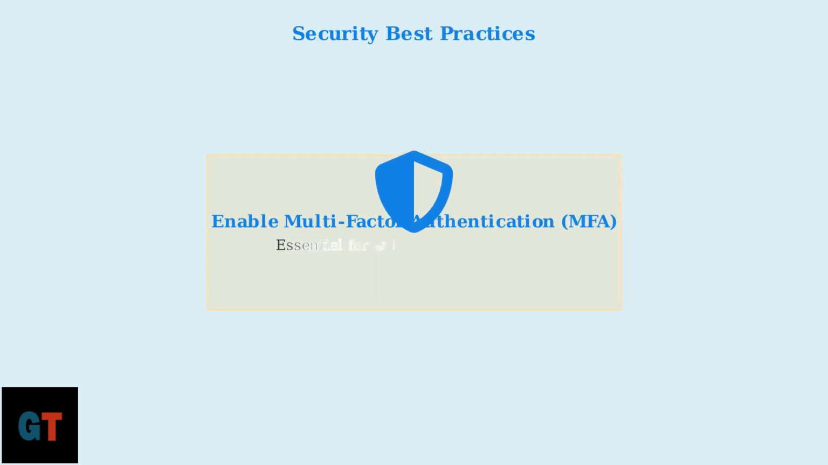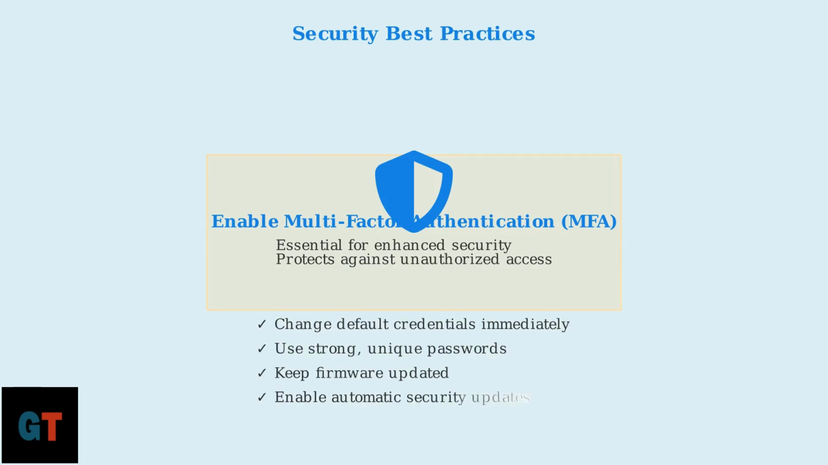Security should be your top priority when accessing your UniFi Dream Router. Always enable multi-factor authentication for enhanced protection. Change default credentials immediately, use strong, unique passwords, and keep your firmware updated with automatic security updates enabled.